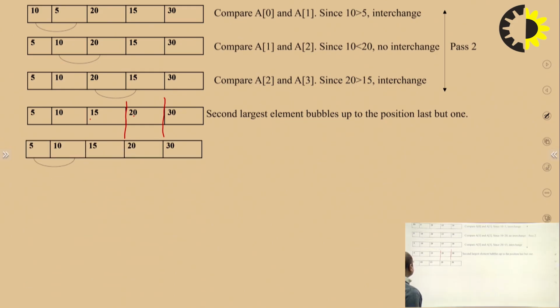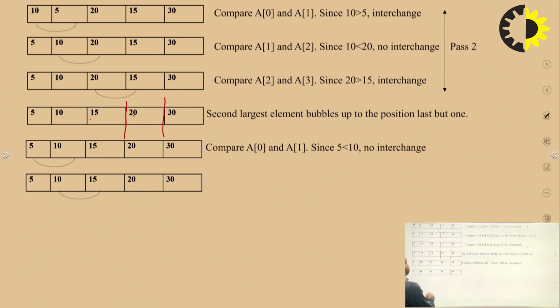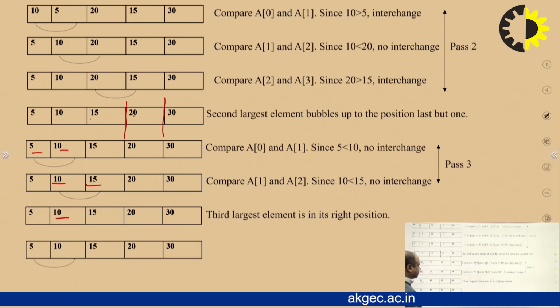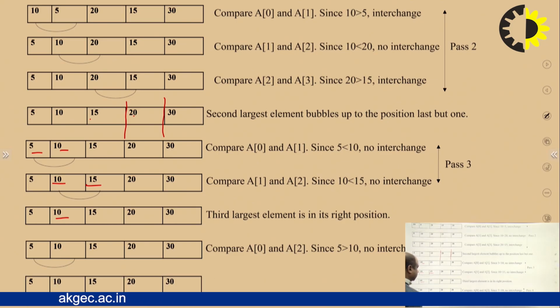After this, again check the first and second elements. Now compare these two; both are at the correct position, so no interchange will happen. Again compare 10 with 15, no interchange. Next is pass 3. After pass 4, the third largest element will be in place, and the second largest element is already there. Finally we get the sorted array.